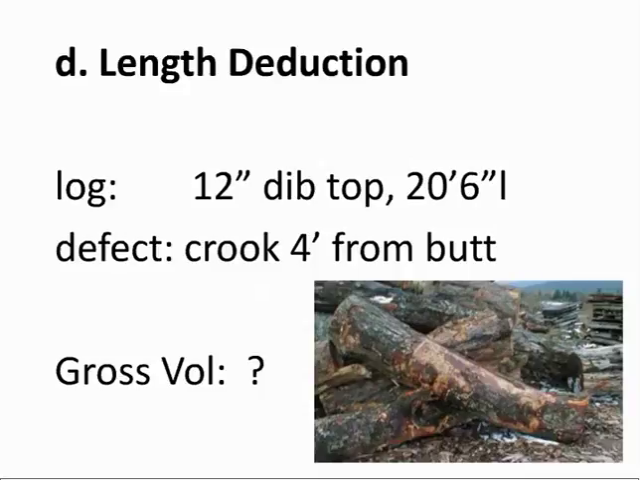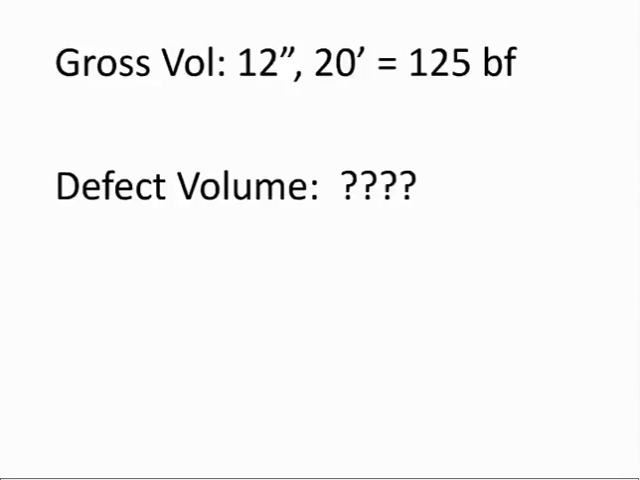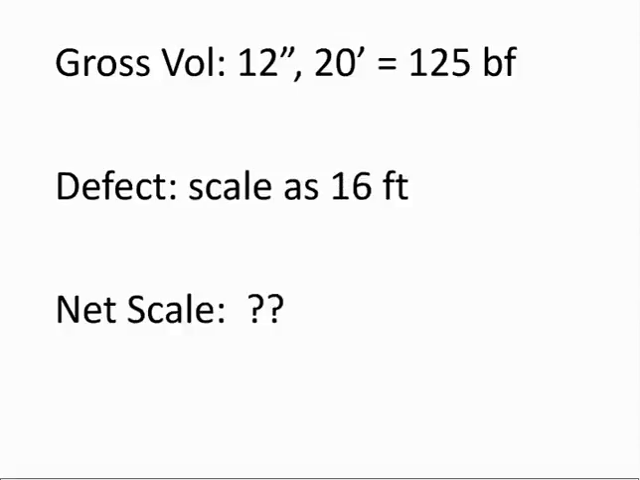At any rate, first of all, let's get the gross volume, the gross scale. So we do that. 12 inches, 20 feet is 125 board feet. But what about the defect? Well, again, like I said, usually this will be bucked off in the woods. If it's not, then you're just going to scale it as a 16-footer. So what's your net scale? 12 inches, 16 feet would be 95 board feet.